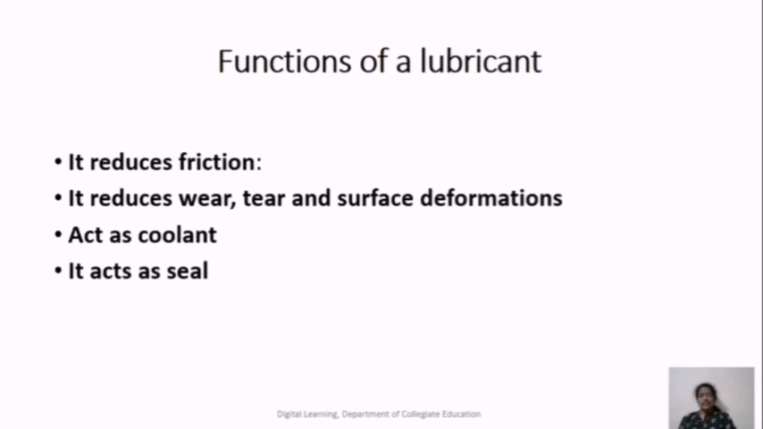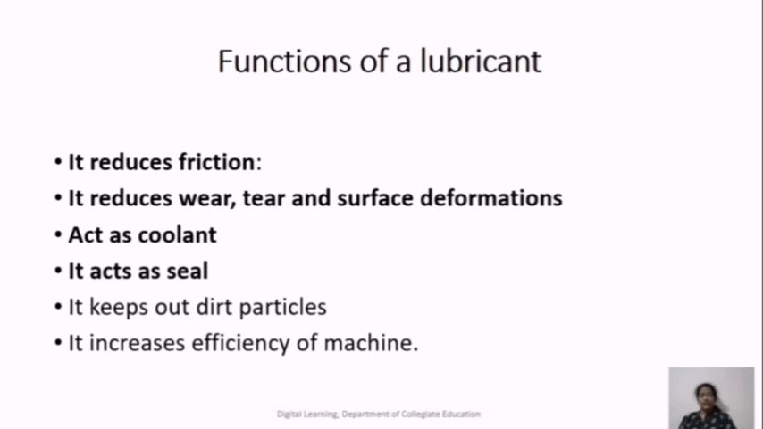And the fourth one is it acts as seal. In internal combustion engines, lubricants used between piston and cylinder wall act as seal. It prevents leakage of gas from the cylinder, and it keeps out dirt particles, and it increases the efficiency of the machine.